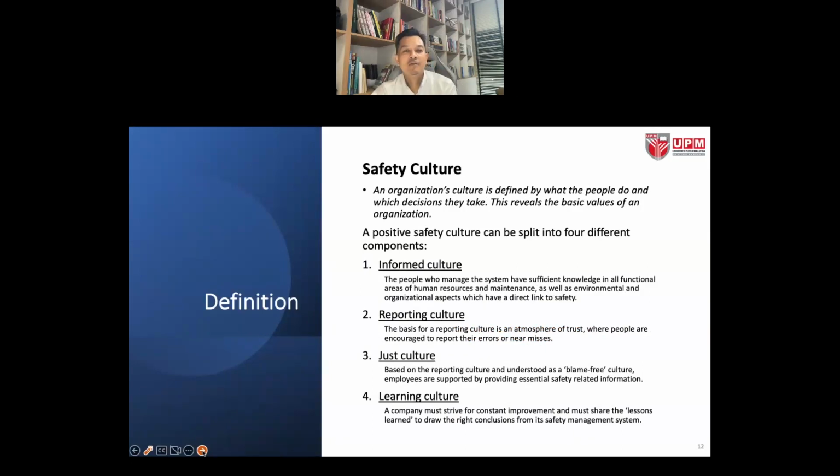Now we look a little bit at the safety culture. An organization's culture is defined by what the people do and which decisions they take. And this reveals the basic values of an organization. It becomes a culture.